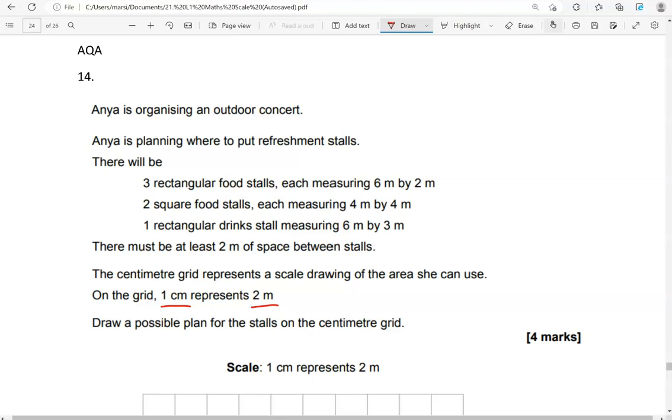As 1 centimeter represents 2 meters, the rectangular food stalls will be 3 square lengths by 1 square length, so half of the number of meters we've got. The square stalls will be 2 square lengths by 2 square lengths. And then the rectangular drink stall will be 3 square lengths by 1.5. And the space between the stalls will be 1 square length.